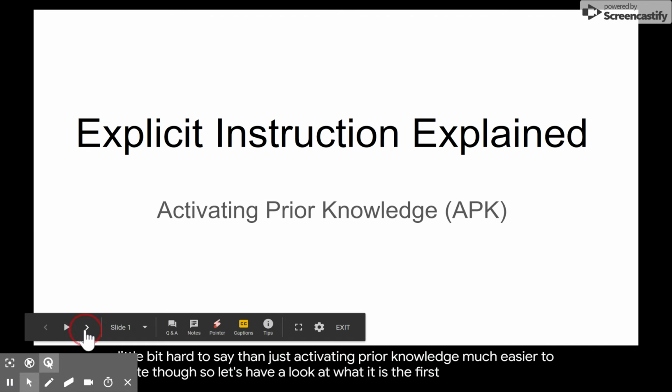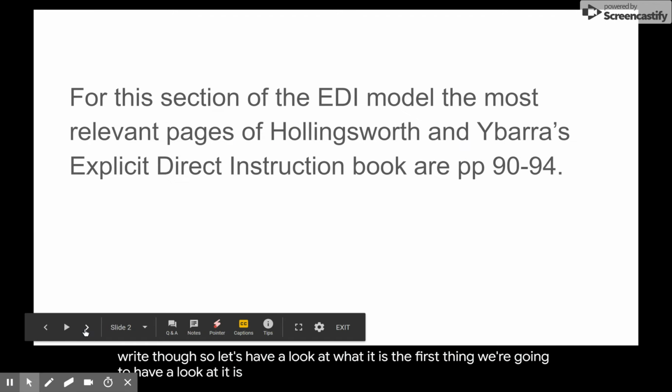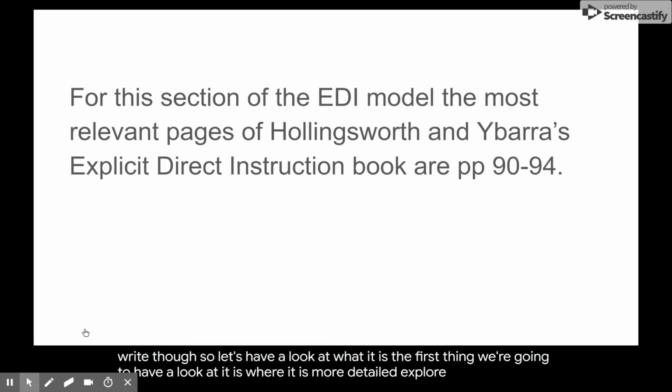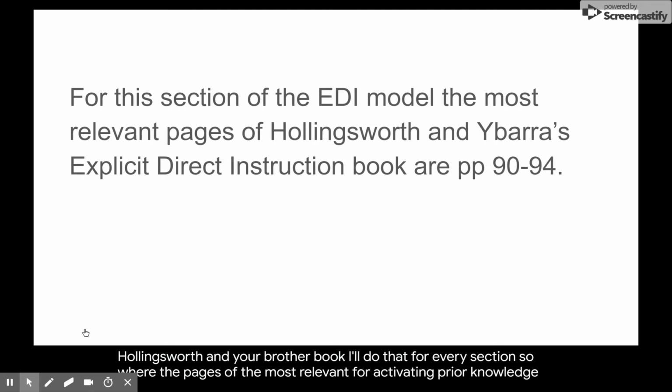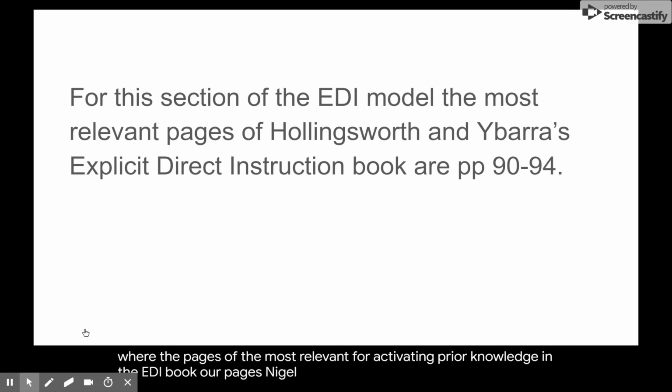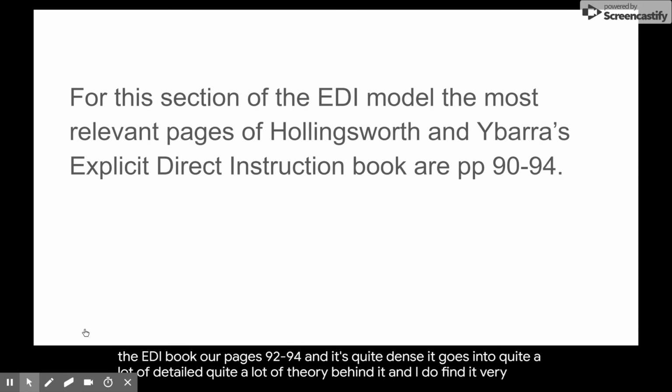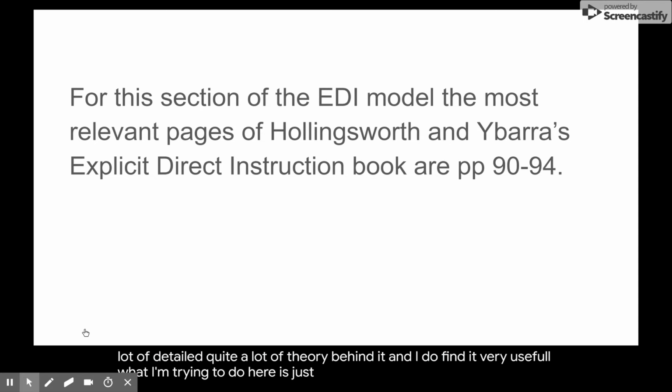The first thing we're going to have a look at is where it is more detailed explained in the Hollingsworth and Ybarra book. I'll do that for every section. So the pages that are most relevant for activating prior knowledge in the EDI book are pages 90 to 94. And it's quite dense. It goes into quite a lot of detail. It's got quite a lot of theory behind it. And I do find it very useful. What I'm trying to do here is just to give you an overall idea, and then you can use those pages to deepen and enrich your knowledge of activating prior knowledge.